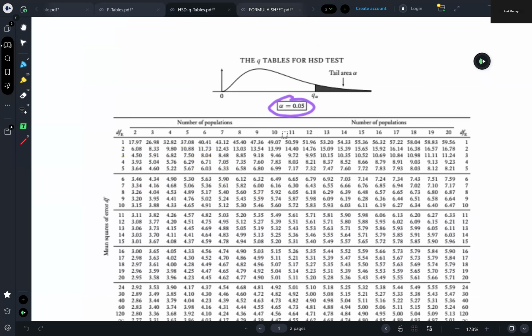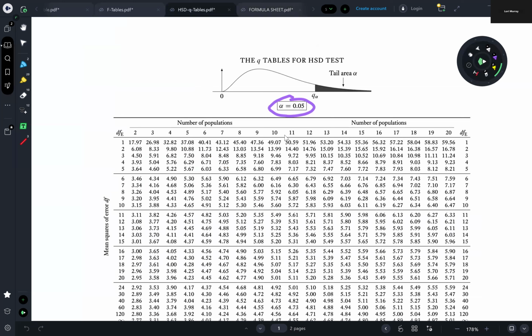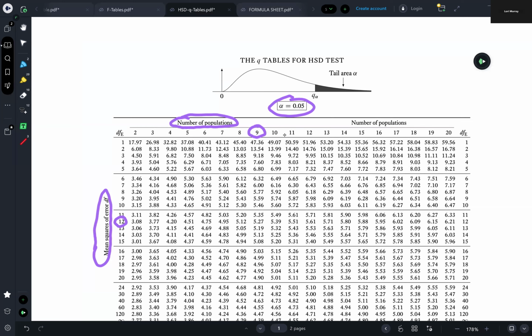So the Q critical value would be, let's suppose we have, and this is the number of treatments up here, populations, it would be across the column. So let's say we have 9 treatments, and let's suppose our mean square error degrees of freedom, so the degrees of freedom that correspond to the error from the ANOVA test, let's say it is 12. We would use the row and cross tabulate. So this would be a Q critical value with 9 and 12 degrees of freedom.